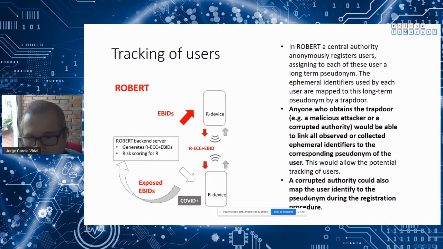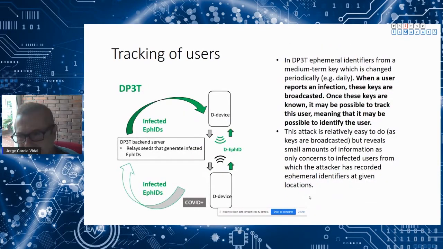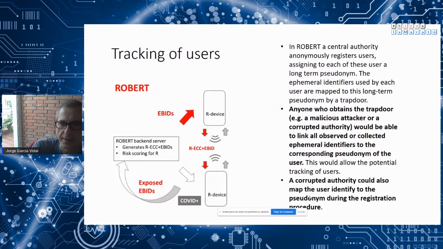If this happens, you could track users, because if you have Bluetooth receivers around a city receiving EBIDs and you could know the identity of the users, then there will be the possibility of tracking users. This only happens if the backend server is compromised. This is not that easy, but there is a possibility of that. Or if the authority running the backend server is a corrupt authority and does that, assuming that this is something that is not supposed to be done by the authority. This is way more difficult in the case of DP3T. In DP3T, there is almost no possibility of tracking users. It's very, very difficult to do that. So from the point of view of the possibility of tracking users, the risk is higher in ROBERT.